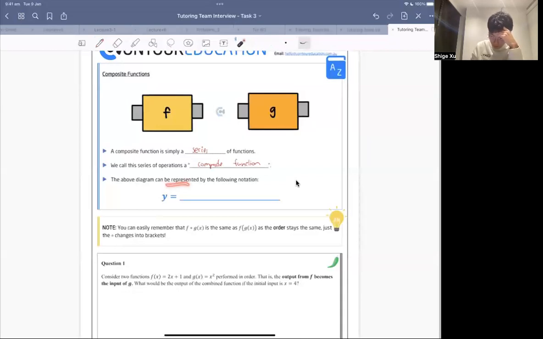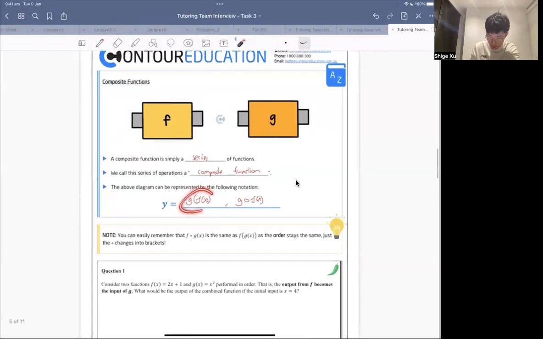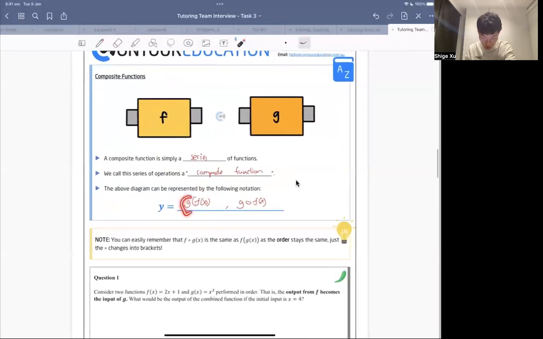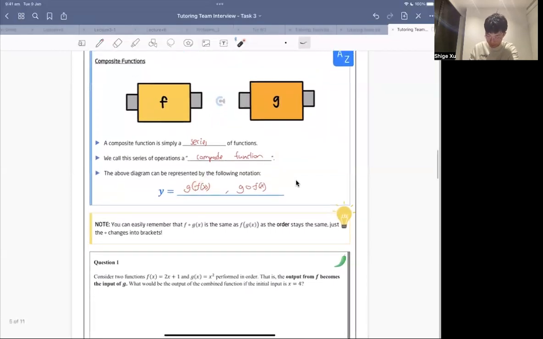The above diagram can be represented by this notation, g of f(x), or we can write g, a little circle, then f of x. Okay, both representing the same thing. And this is easy to remember because you can just go from left to right and the order is the same. So g is sort of the outside function, and f of x is the inner function. Okay, so that means we do f first, then g.